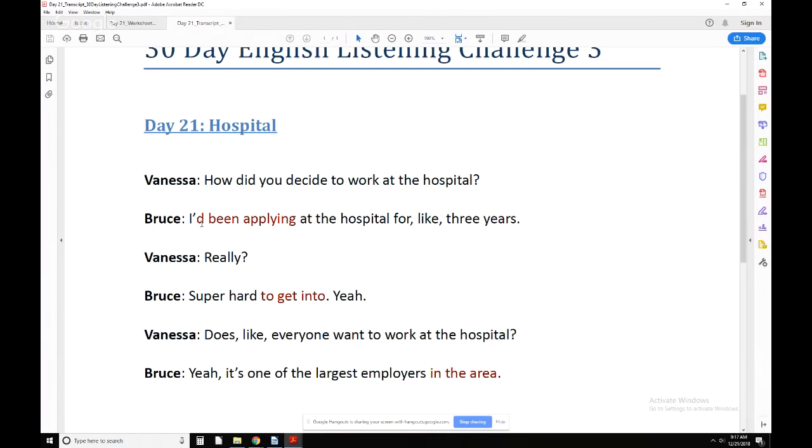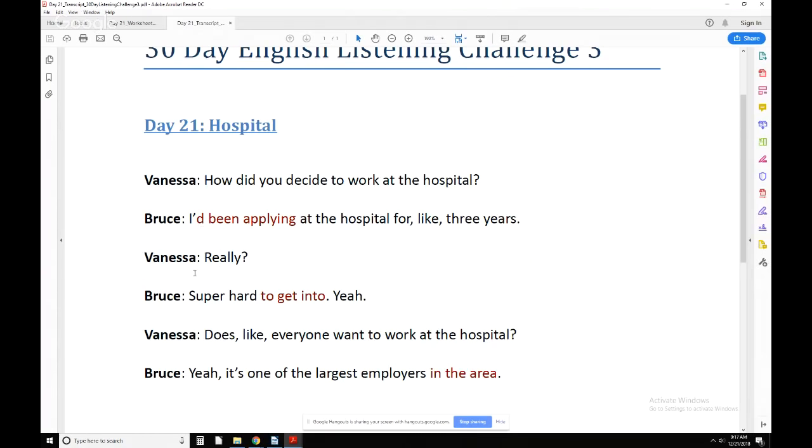applying. And the reason why he uses the past perfect is because in the past, it was a continual action. It happened a lot in the past, but now something has changed. He's not applying anymore, and I can understand that he's not applying anymore because he used I had been applying. That means that he either stopped applying or he got a job there.